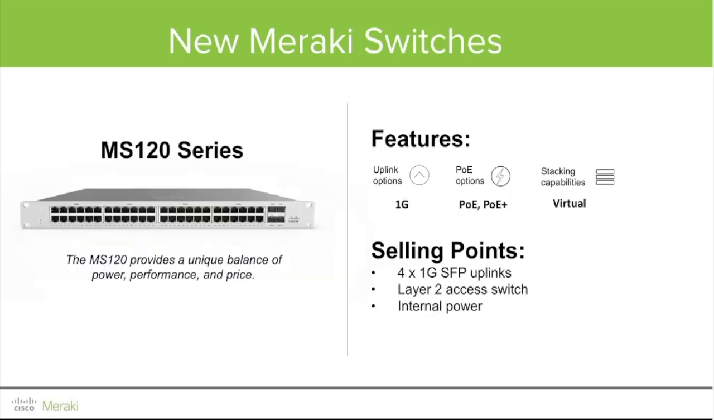And moving forward, we have our larger brother of the smaller compact switch. This is the MS-120, and the real difference between this is one is compact and the other one is rack mountable. This features 4 1-gig SFP uplinks, and additionally is a Layer 2 access switch.